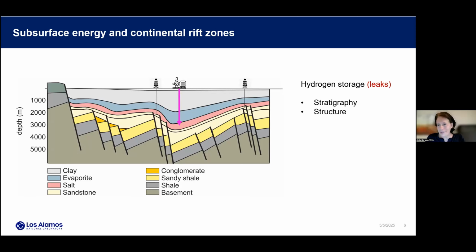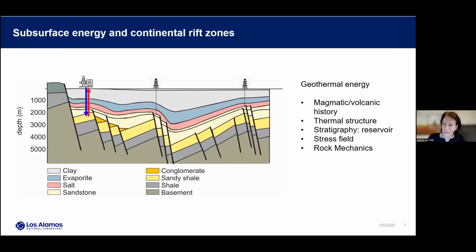This geologic hydrogen and other forms of hydrogen, we also store long-term, so seasonal. So this is called subsurface hydrogen storage. And also here we want to avoid any leaks. So at the moment, this hydrogen storage occurs often in salt structures. And for that, we need to understand the stratigraphy and the structure of the rift basin really well.